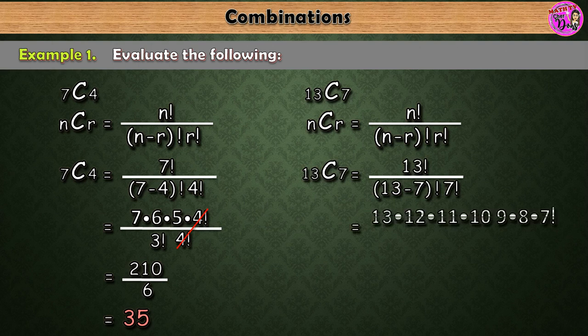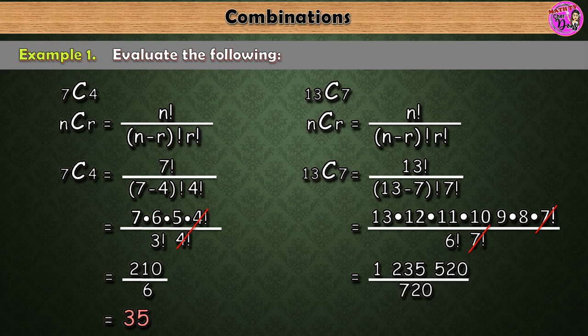Simplifying it, we have 13 times 12 times 11 times 10 times 9 times 8 times 7 factorial all over 6 factorial times 7 factorial. Cancel out 7 factorial. We are left with 13 times 12 times 11 times 10 times 9 times 8, which will give us 1,235,520 divided by 6 factorial, and that is equal to 720. So, 1,235,520 divided by 720 is equal to 1,716.